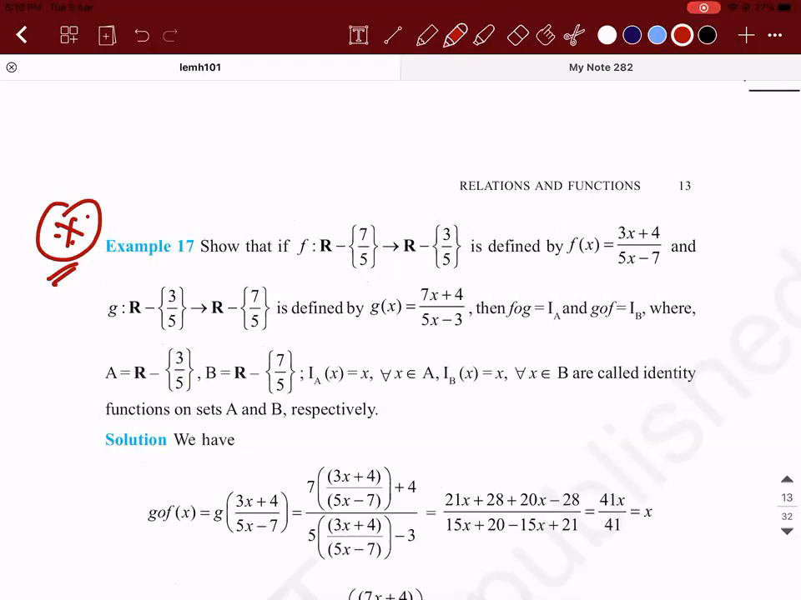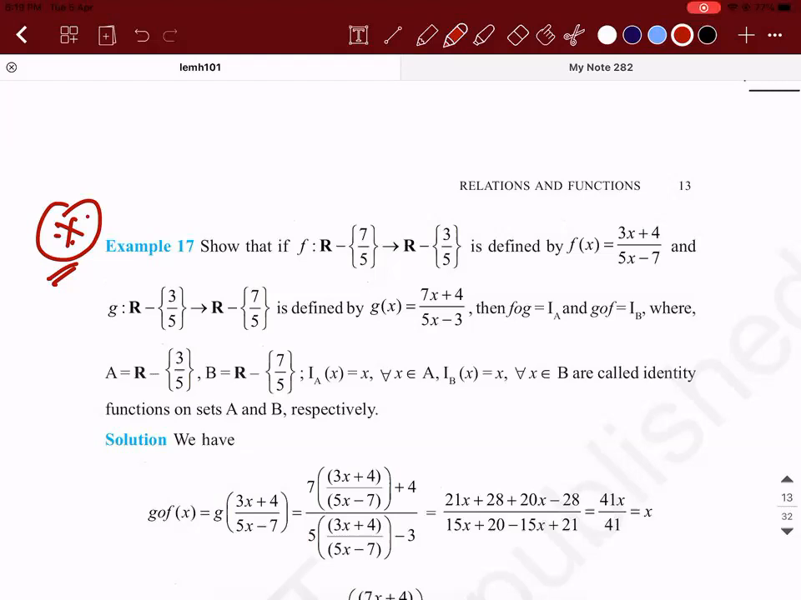f is a function mapped from real number except 7 by 5 to real number except 3 by 5, defined as f of x is equal to 3x plus 4 by 5x minus 7. How did they get real number minus 7 by 5? You look at the question, you will get that 5x minus 7 is not equal to 0, x is not equal to 7 by 5. Correct? How did they get r minus 3 by 5?